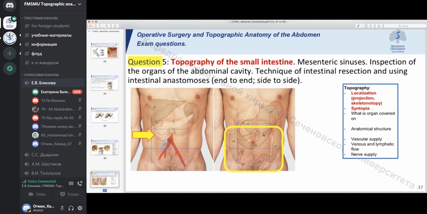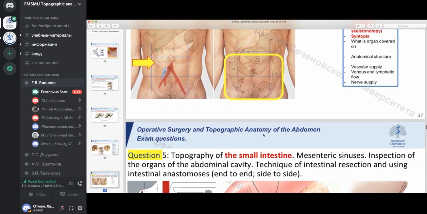And you can call the arteries which supply the duodenum. They are the superior pancreaticoduodenal arteries, anterior and posterior, and the inferior pancreaticoduodenal arteries, anterior and posterior. These arteries form the duodenal net.